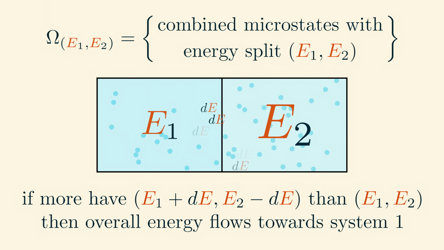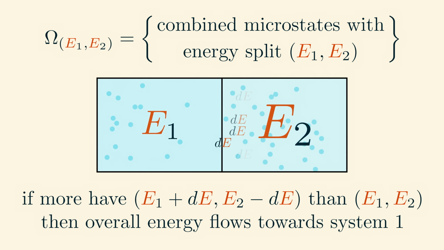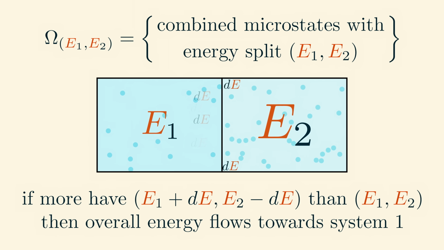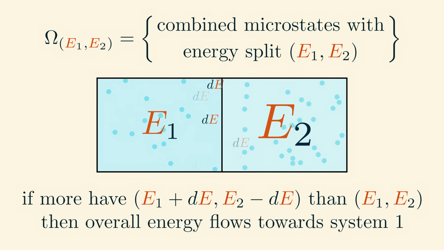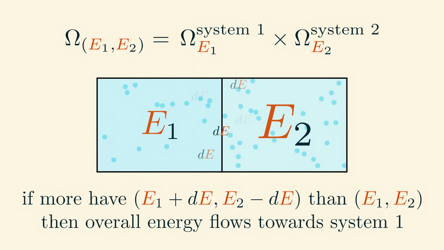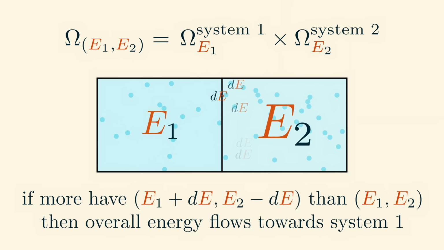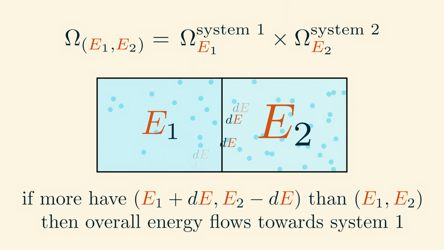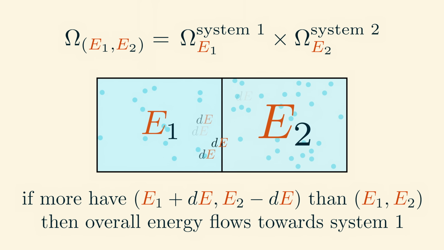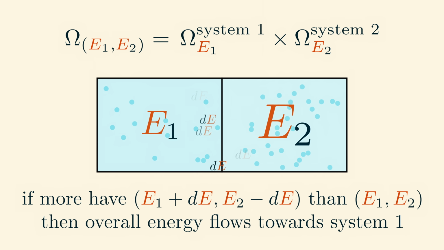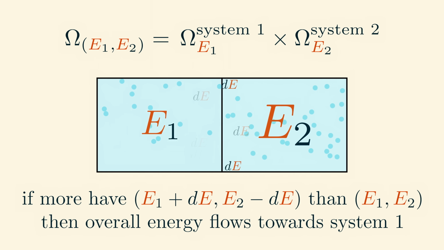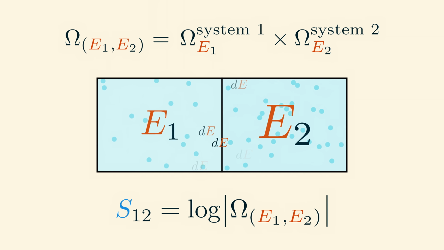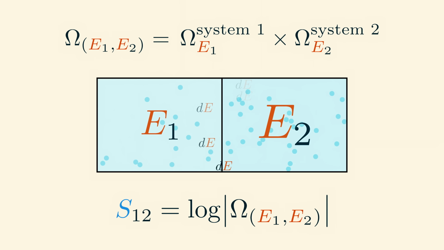Let's use omega E1 E2 to denote the set of combined microstates with energy E1 in System 1 and energy E2 in System 2. This is the same as the Cartesian product of the set of microstates of System 1 with energy E1 and the set of microstates of System 2 with energy E2. Since any combined microstate with the correct energy configuration is valid, and a combined microstate is the same thing as its two pieces combined, we can consider a sort of combined entropy, S12, which is the log of the size of omega E1 E2.